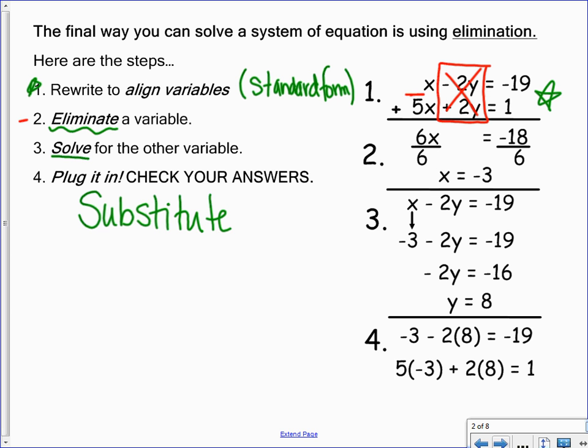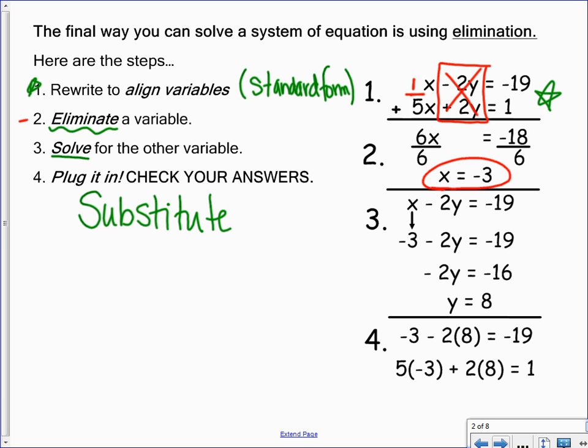So then I'm ready to add just like an addition problem. No coefficient here, so what could I put? 1. 1x plus 5x is 6x. Negative 19 plus 1 is negative 18. When I divide both sides by 6, I find that x equals negative 3.